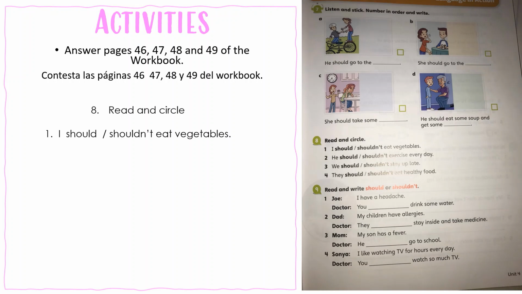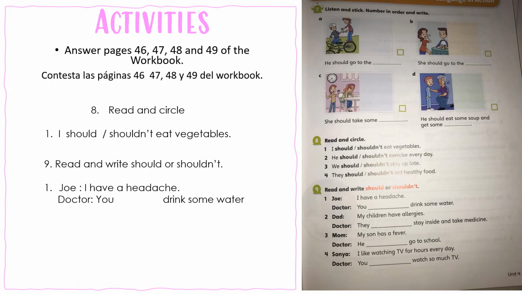Page 49 of the workbook. We are going to start with exercise 8. Read and circle. You have to choose the correct answer. If you think it's a good idea, should. If it is a bad idea, shouldn't. For example, number 1. I should or shouldn't eat vegetables. Do you think eat vegetables is a good idea or a bad idea? Excellent, a good idea, so the answer will be should.